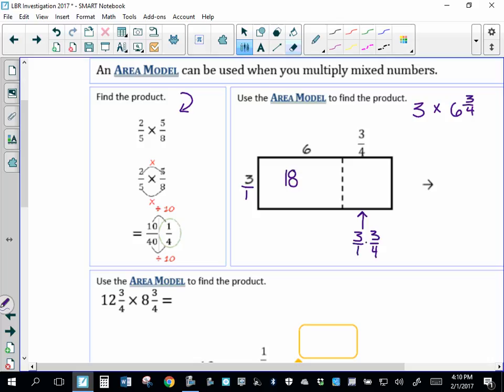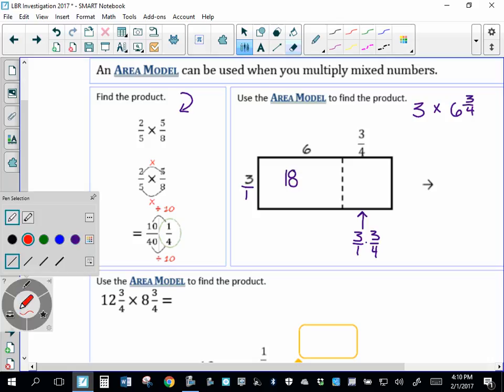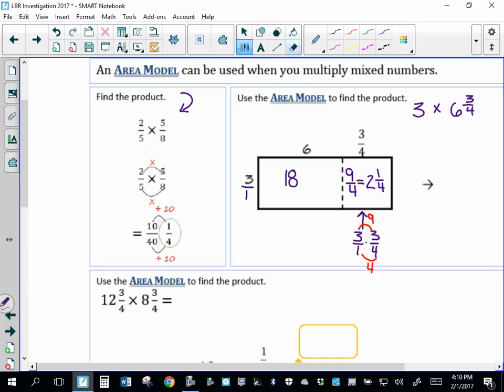When we do that simple multiplication, we multiply the 4s times the 1, and we multiply the 3 times the 3. So up in here, we get 9/4, and the mixed number for that is 2 1/4. So the final answer would be 20 1/4. If you're not sure where that came from, we added the parts: the 18 plus the 2 1/4.